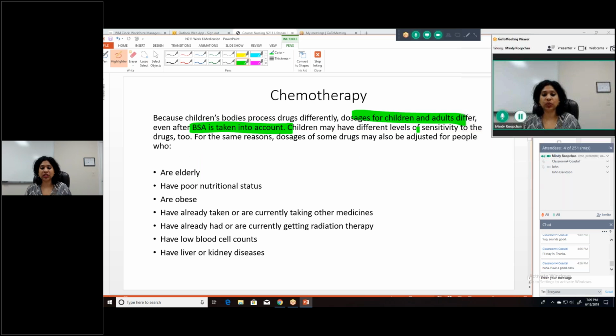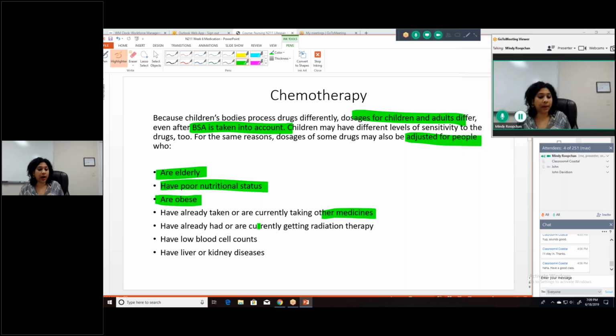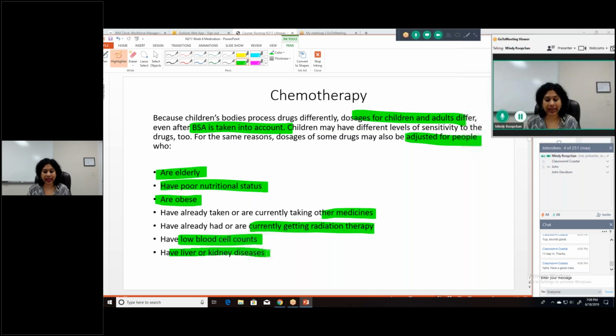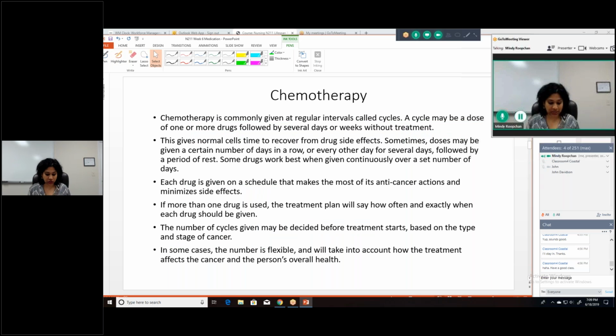So for the same reasons we adjust for people who are elderly, who have a poor nutritional status, are obese, they're taking other medications, they have already had or are currently getting radiation, they have a low blood cell count, they have liver or kidney disease. That's always going to affect how we calculate the dosages depending on all these different vulnerable populations or special populations.